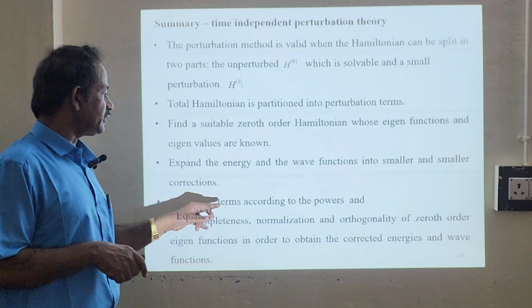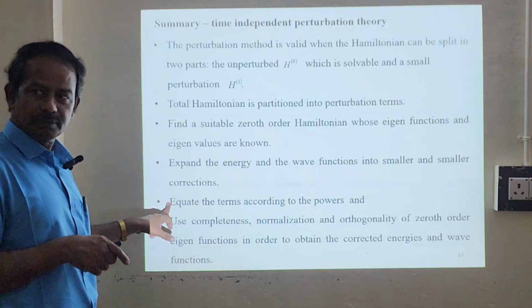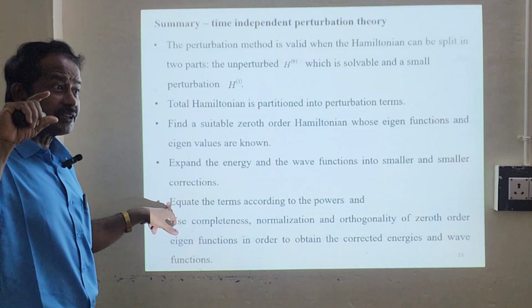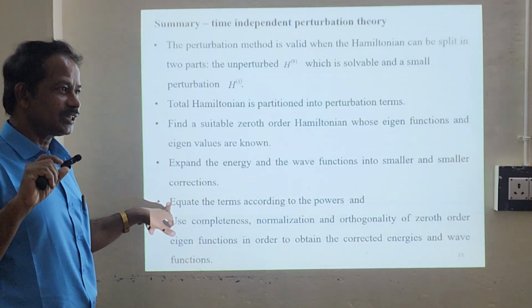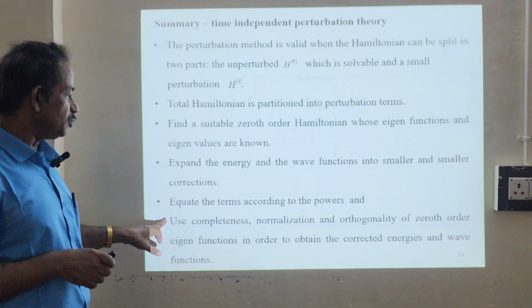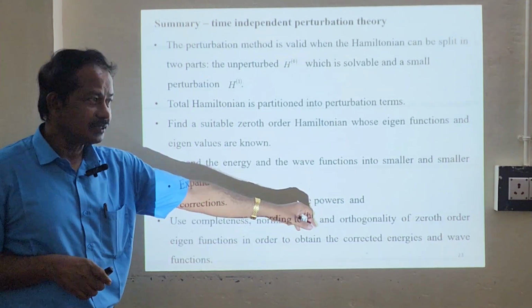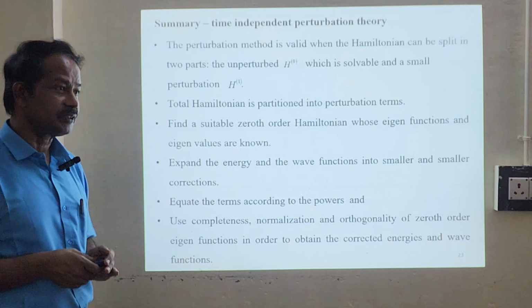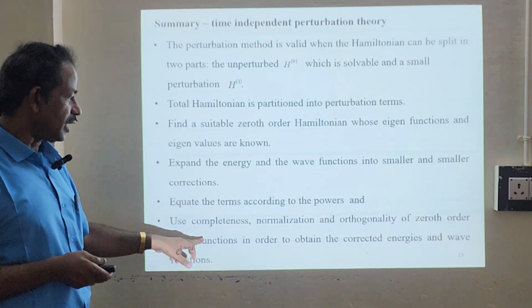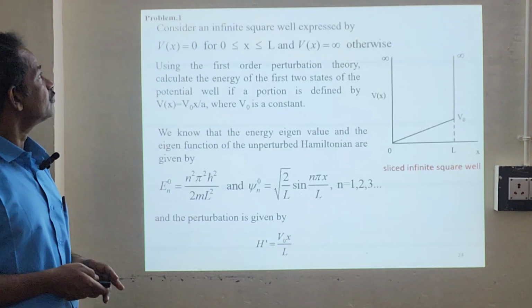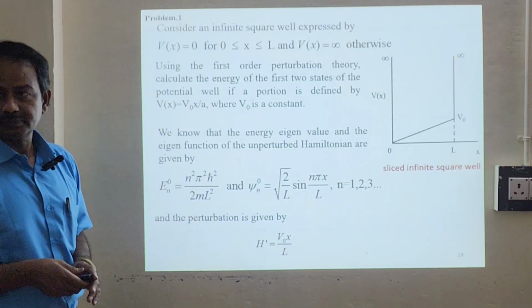So equate the terms according to the powers of lambda: lambda 1, lambda 2, lambda 3 and so on. That is the order of perturbation. Use completeness. We have done normalization, completeness, and orthogonality. We have used the Kronecker delta function, correct, of the zeroth order eigenfunctions in order to obtain the corrected energies and the wave functions. Now we will go for one problem. Any doubt?